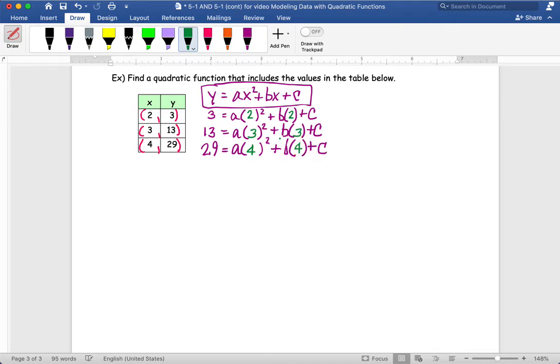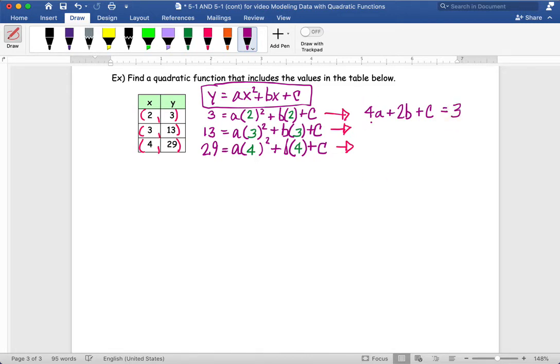Now, we've got some work to do because we're going to arrow over now. And I'm going to simplify the equations, and I'm going to put the y on the right side. Okay? So let's think about this logically. 2 squared is 4. This piece here becomes 4a. This piece in the middle is positive 2b plus c equals what? 3.